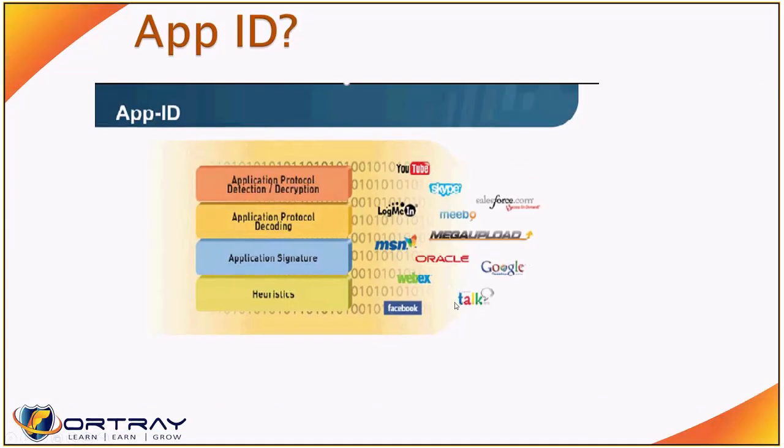So app ID, as you know, the next generation firewalls nowadays don't just look at the source, destination, and port number, but they are more intelligent. They can go up to layer 7, and they can check the application signature. So for example, if a user is going to YouTube, or Skype, or MSN, or WebEx, Google Talk or Google application, Facebook, the firewall does not just check the source, destination, port number, but it has the capability to understand based on the signature, is it really YouTube, is it really Facebook, is it really Oracle, is it really Google? So they are more intelligent.